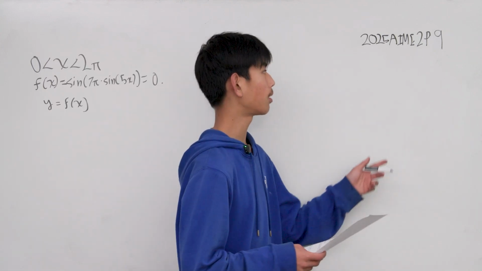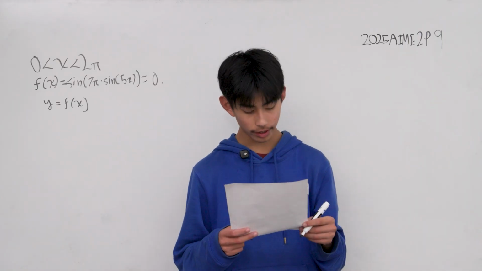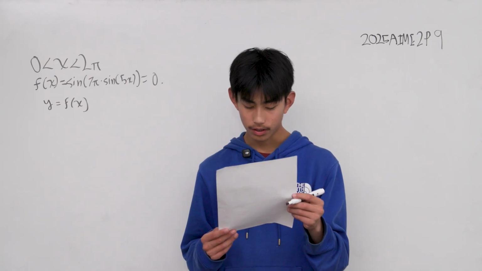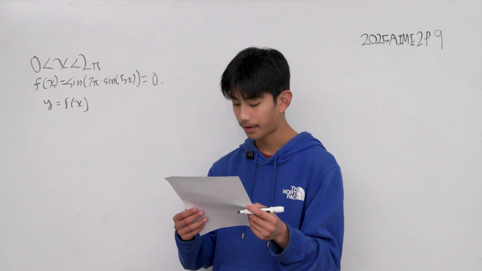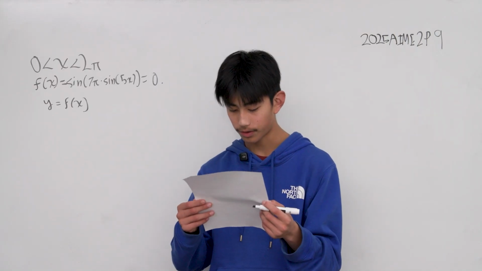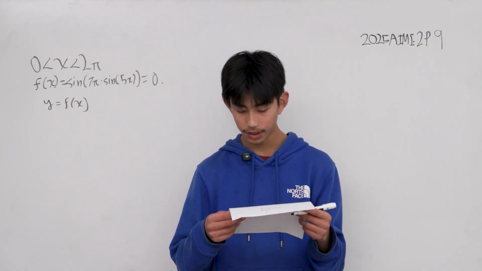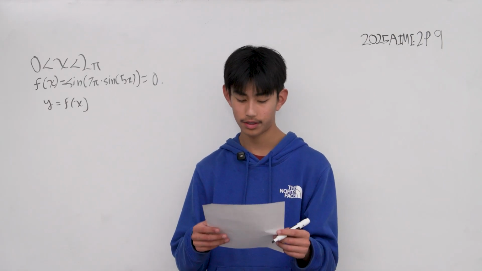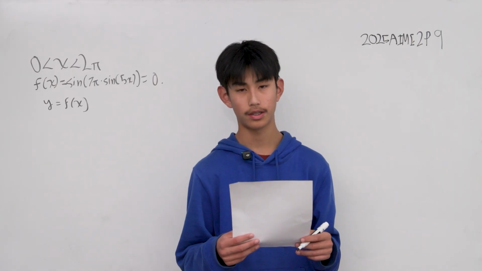We're solving problem 9 from the 2025 AIME 2. There are n values of x in the interval 0 < x < 2π where f(x) = sin(7π sin(5x)) = 0. For t of these n values of x, the graph of y = f(x) is tangent to the x-axis. Find n + t.